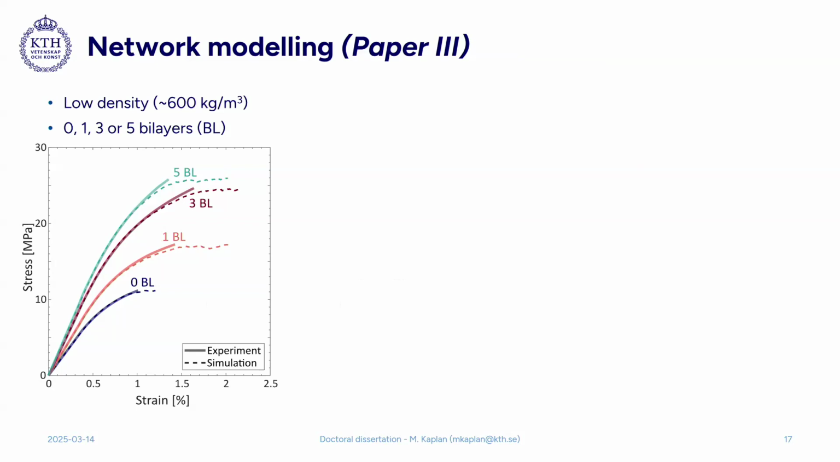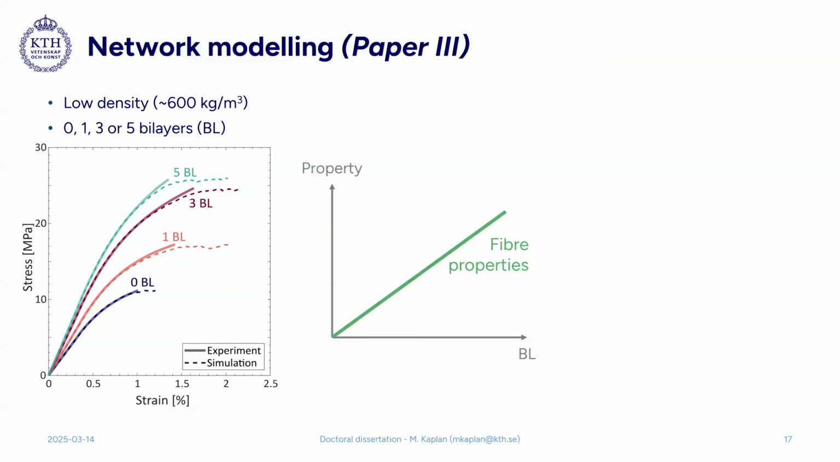But what is interesting is how these parameters that we tailored developed with the added bilayers. What we could see was that the fiber properties more or less developed continuously, whereas the joint strength reached saturation at some point. And then the question arises, do we change the properties of the fibers by adding this layer by layer treatment? The idea was to only affect the properties of the joints.